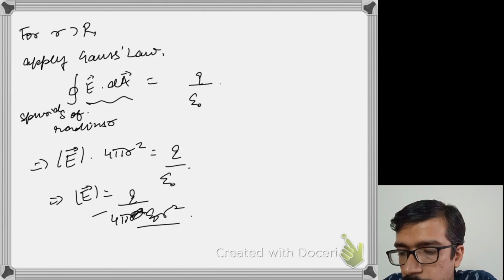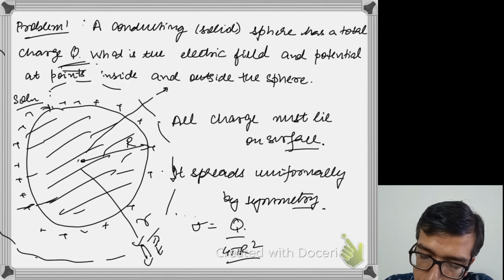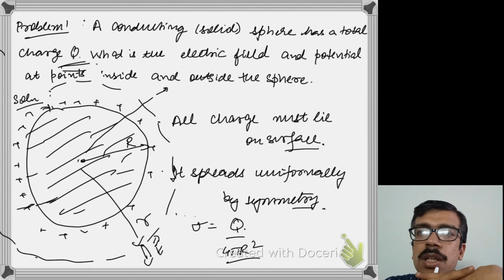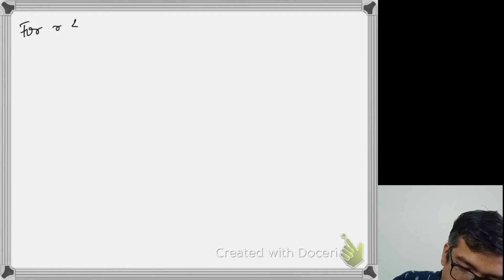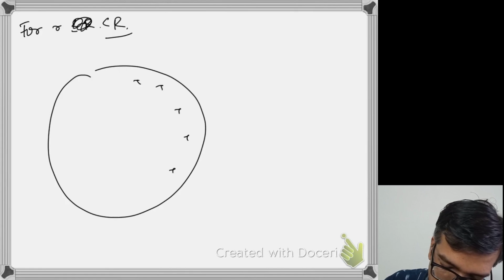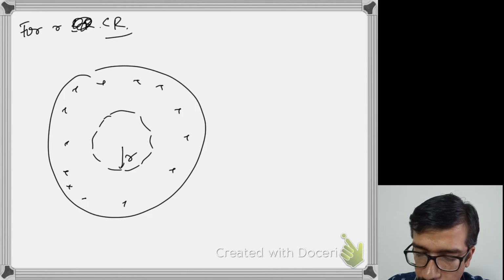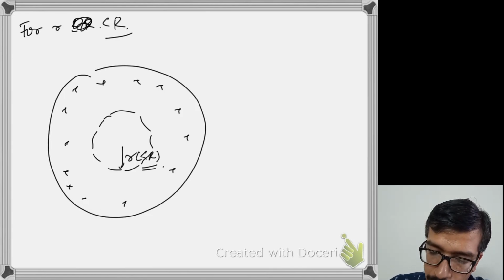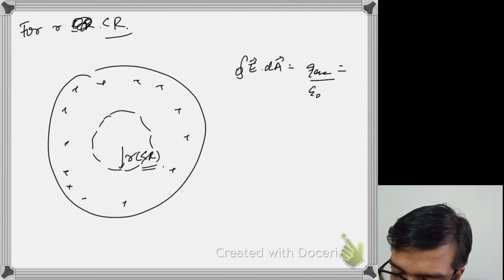In general, for a hollow sphere of radius capital R, the electric field outside is simply Q over 4 pi epsilon naught r square. So although this is a solid sphere, since the charges have accumulated on the surface, its behavior is very similar to that of a hollow sphere. And similarly for small r less than capital R, we can again draw the sphere. All the charges are outside on the surface, right? And if you draw a sphere of radius small r, which is less than capital R, then the integral of E dot dA must equal Q enclosed over epsilon naught. So that is going to be 0 because there is no charge enclosed.